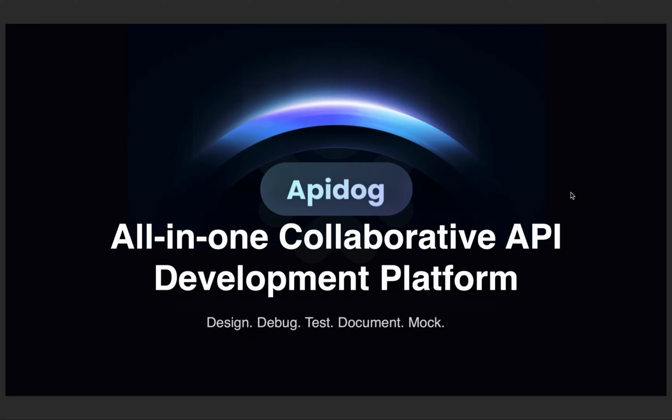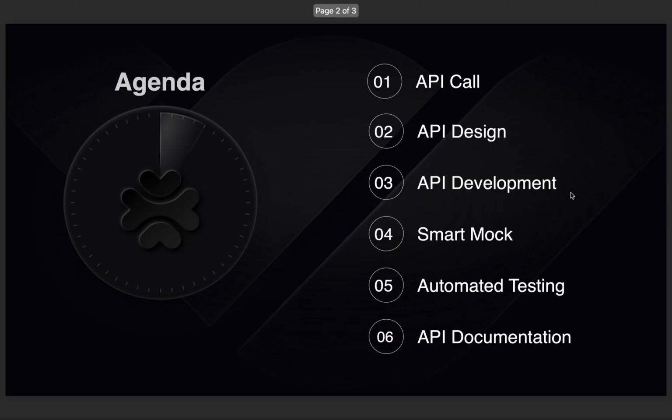This video is designed for those who are new to Apidog, and I will walk you through its core functions to ensure you quickly grasp the key features of Apidog. So, we will start by exploring how to make an API call, then move on to designing and developing APIs. After that, we will explore Apidog smart mock function. And finally, we will conclude the tutorial with an overview of Apidog's automated testing and API documentation. So, without further ado, let's get started.